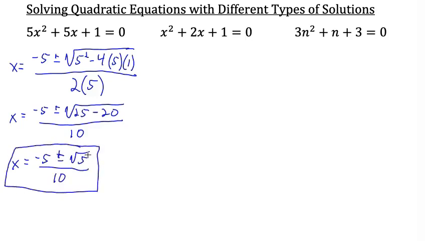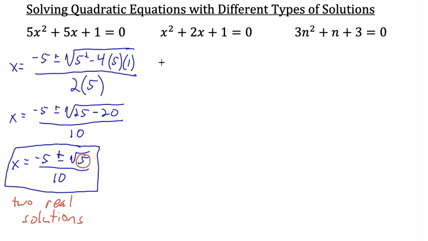Now I'd like to focus on this part of the solution here. The square root of 5 is a real number. And so if we think about how many and what type of solutions we have here, we have 2 solutions that are real numbers. So we'll say 2 real solutions.